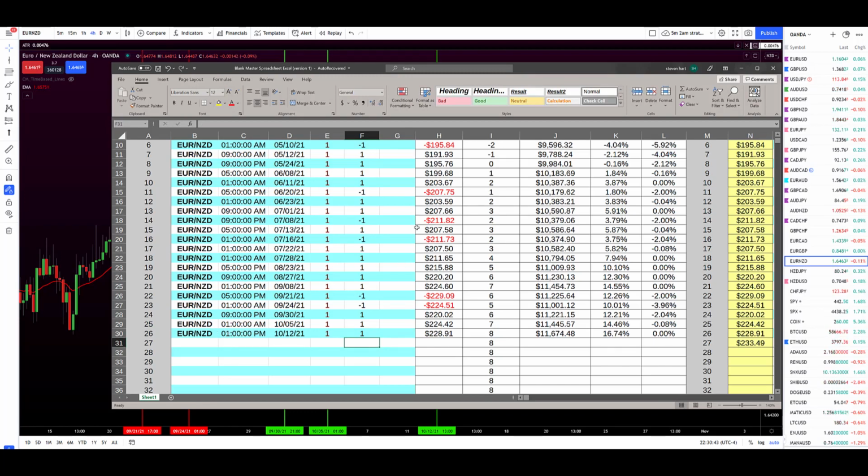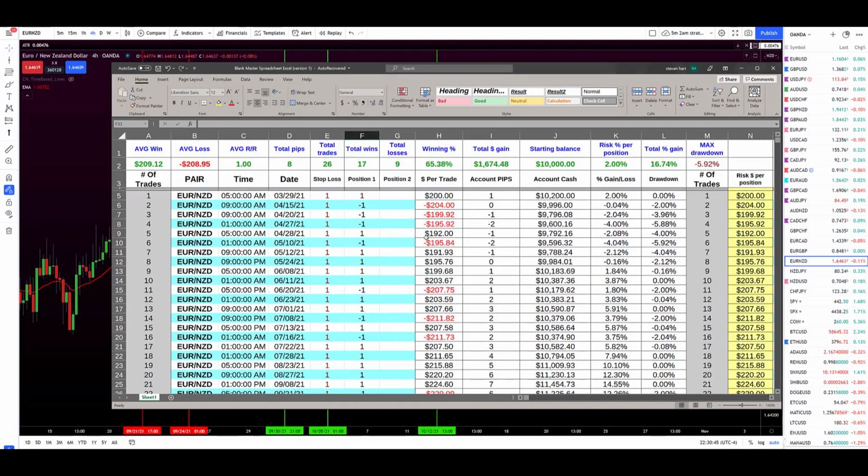So there we go. The backtesting data is in the spreadsheet, and this spreadsheet does us the favor of not making us do any math whatsoever while still giving us the correct win rate that you can see right here, 65%. Really good performance over the past 6 months here on the Euro New Zealand. Also gives us what our total cash gain would have been based on our starting balance. Has our changeable risk per position, obviously. Gives us our total percent gain and our total drawdown as well. All of that while risking 2% on our trades.